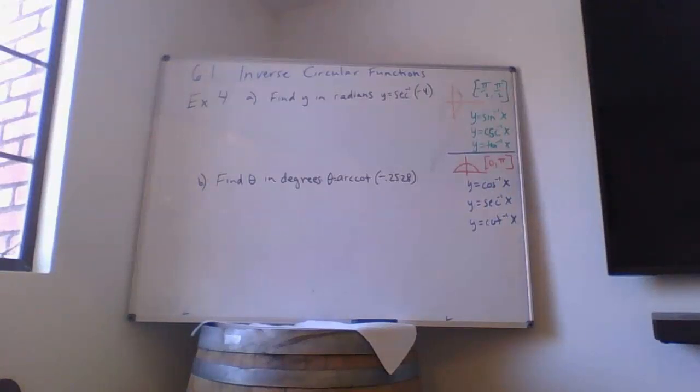Welcome to 6.1 inverse circular functions. We're going to look at example 4a. Find y in radians if y equals secant inverse of negative 4.